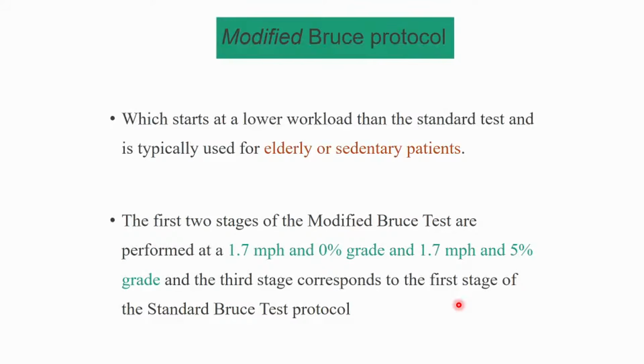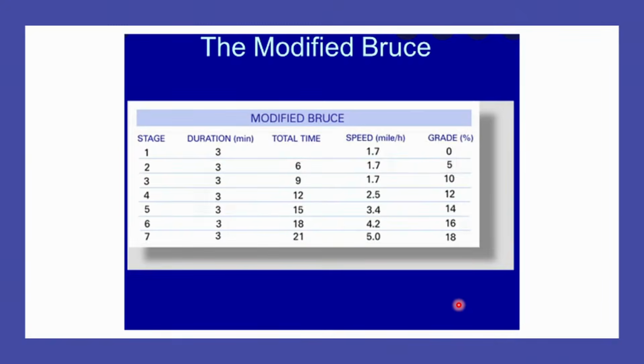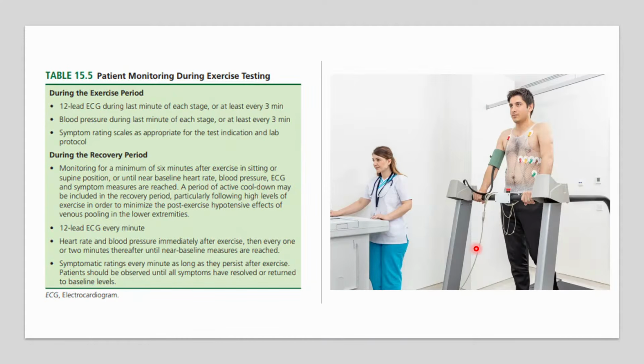We'll just ask them to walk at 1.7 miles per hour, and then we'll increase to 2.5 miles, 3.4 miles, and like that we'll continue. So here you have the Bruce protocol. Initially the Bruce protocol was started at 1.7 with an inclination of 5%. But in the modified version, we have this zero inclination stage. So like this, 1.7, 2.5, 3.4, the miles per hour will be increased gradually.